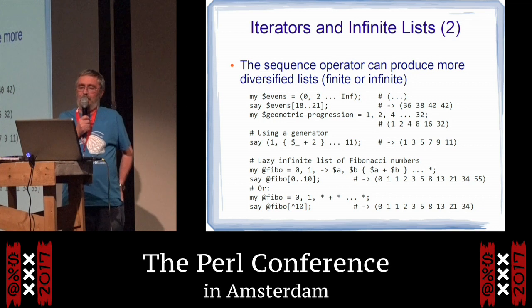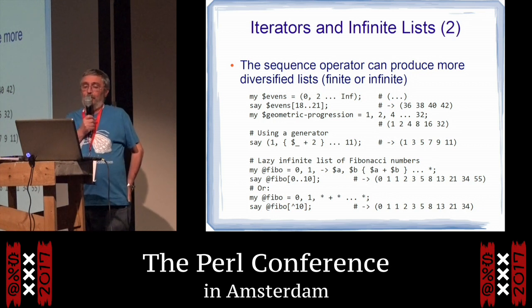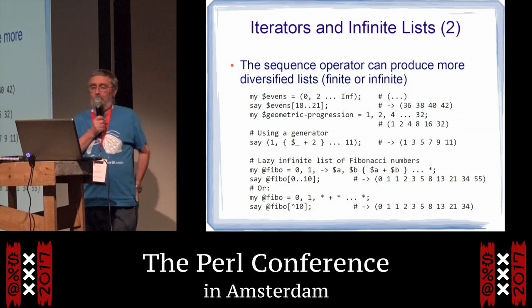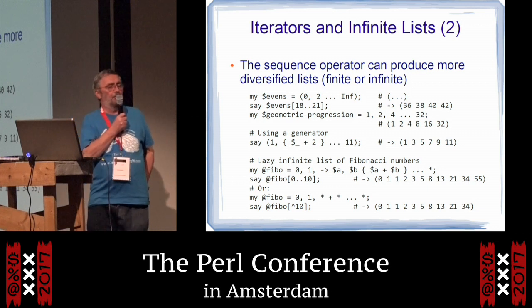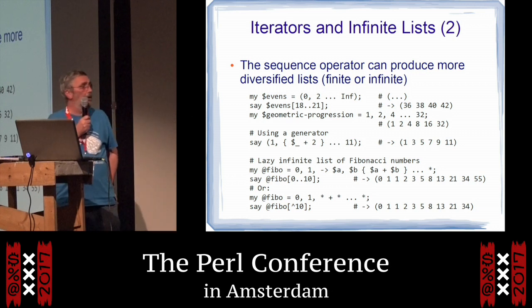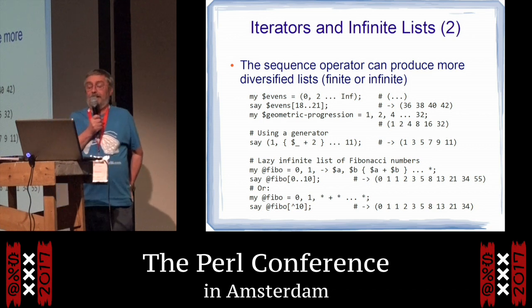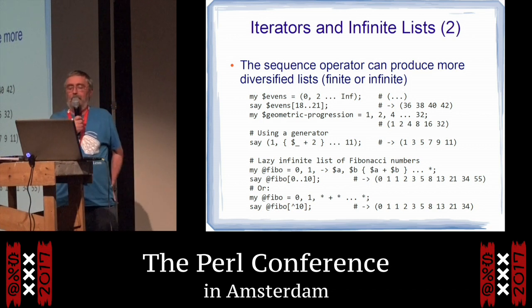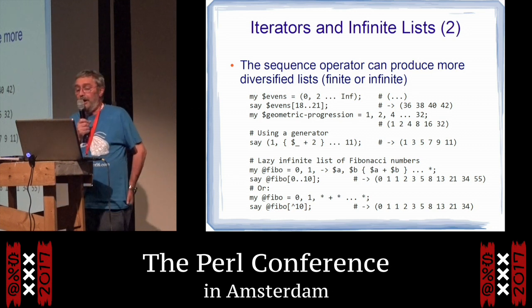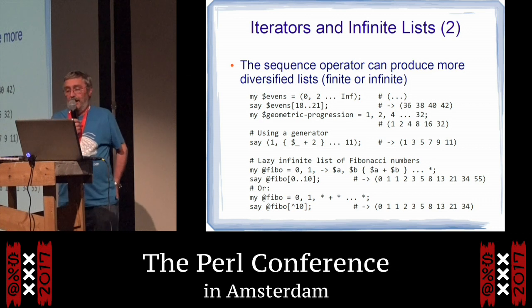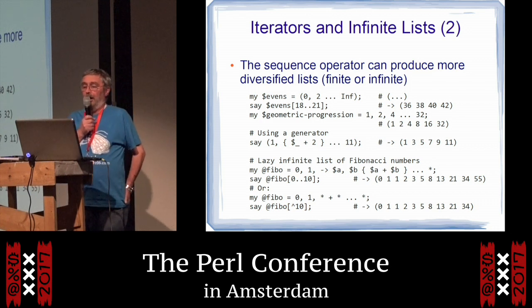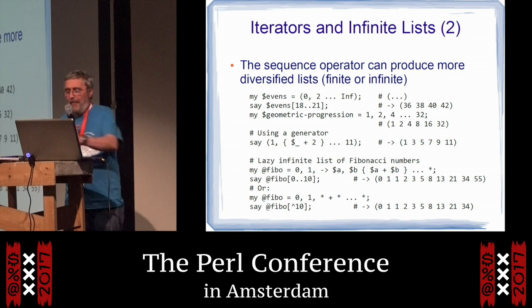And then the last example here is that we can also use it to create an infinite list of Fibonacci numbers, for example. What I'm doing is, first number will be 0, and second number will be 1, and then given two numbers before, the next number will be the sum of the two numbers before. That's what $a, $b, and the code block do. And that will create my Fibonacci list.